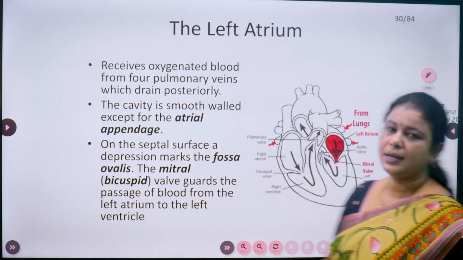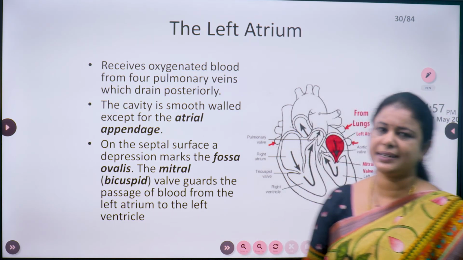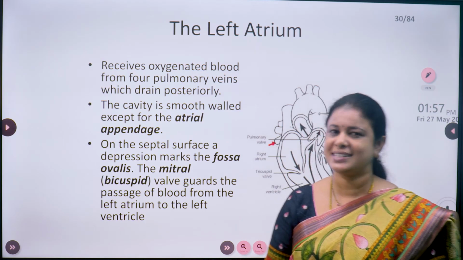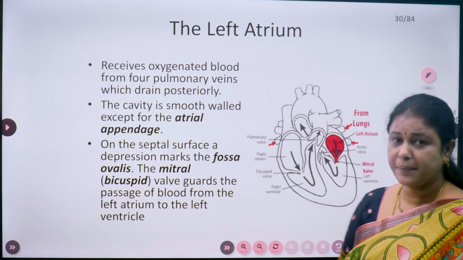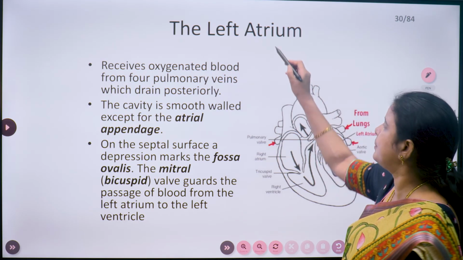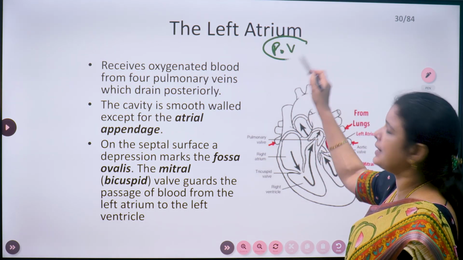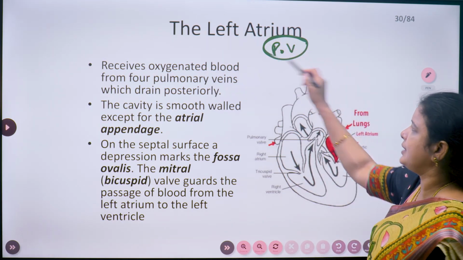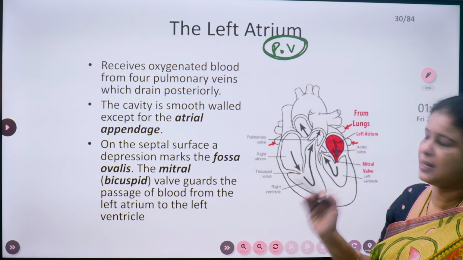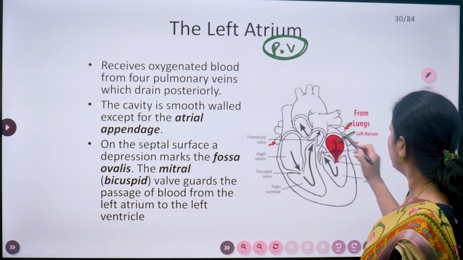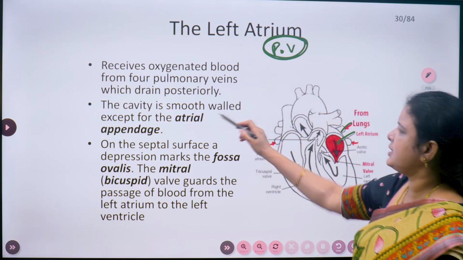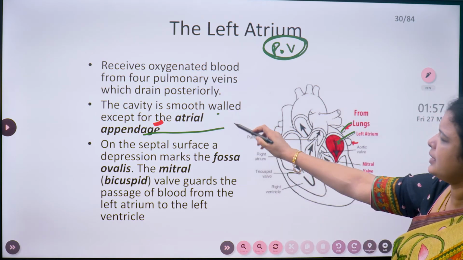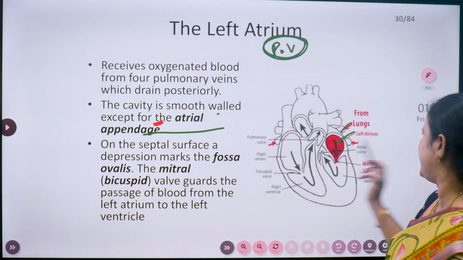Now the left atrium. Which type of blood will the left atrium receive? Oxygenated blood. The left atrium will receive oxygenated blood from the lungs through the pulmonary veins. The cavity is smooth walled except for the atrial appendage. Here we can see the atrial appendages.